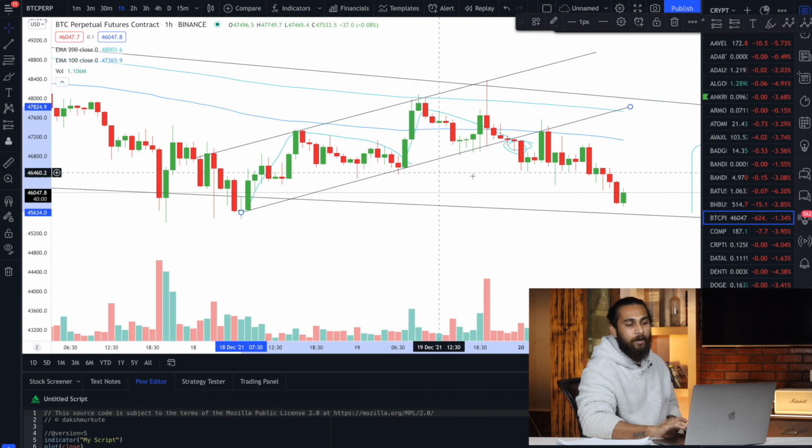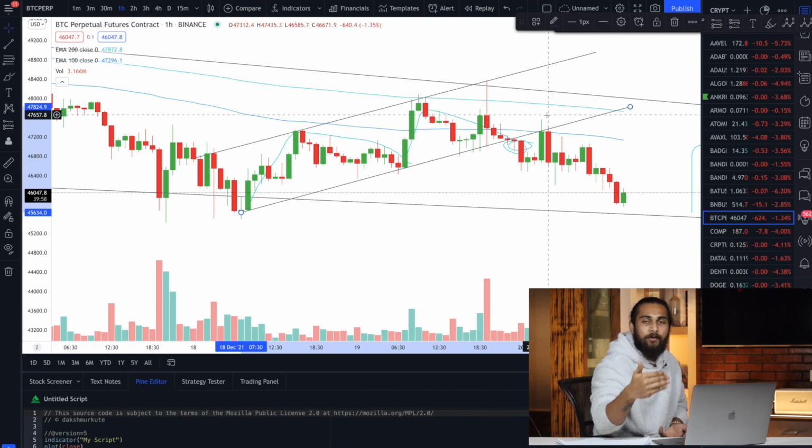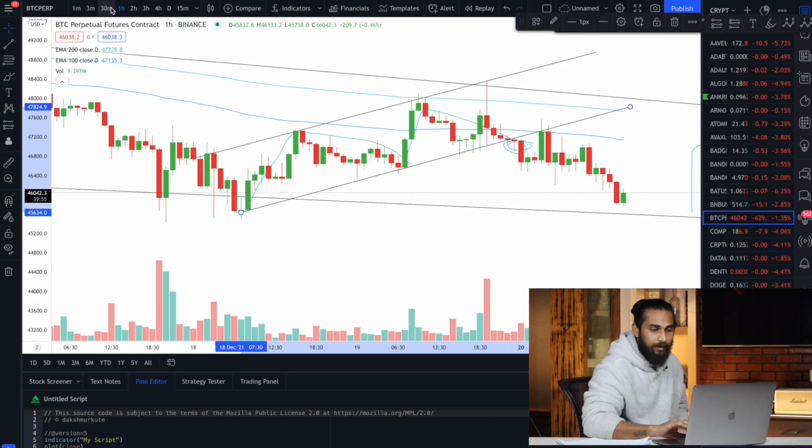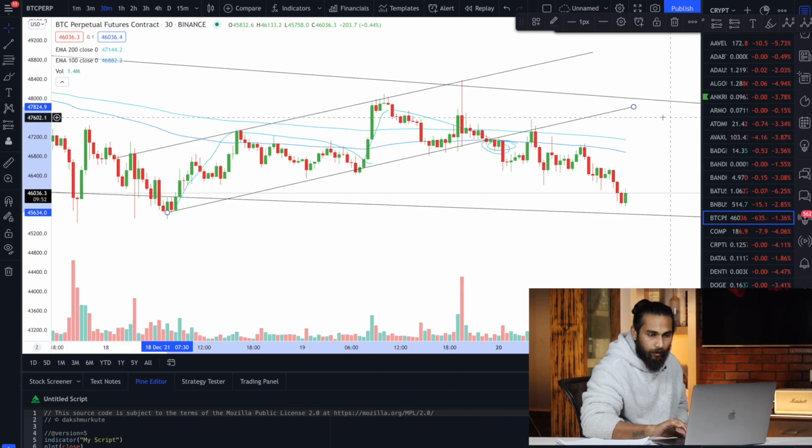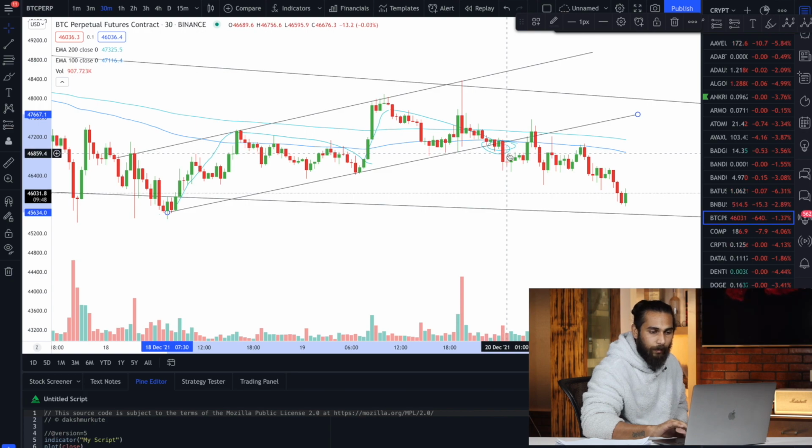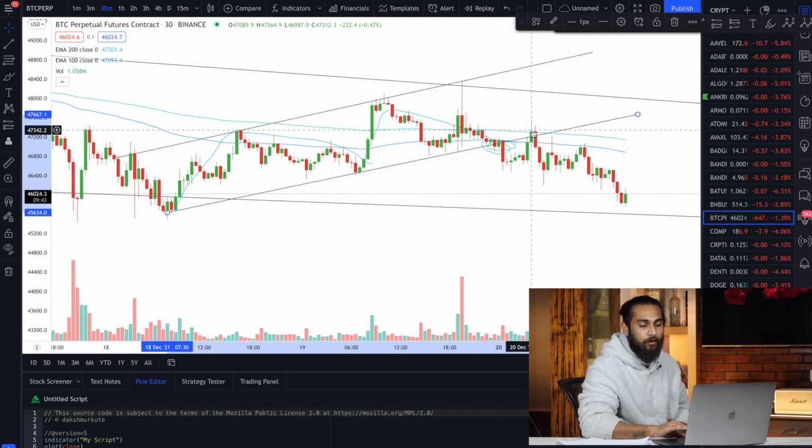Now you can see how clearly the pattern has been drawn over here. Like over a 30 minute time frame, you must have seen that it was something like this. So if you would have entered over here and your stop loss would have been, let us say, over here, the price would have taken your stop loss.